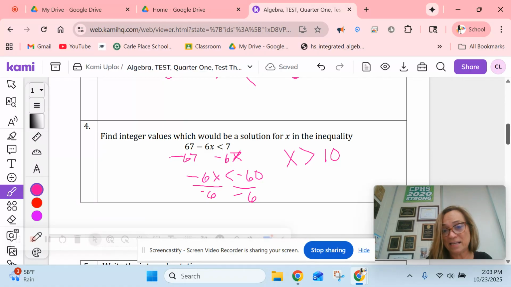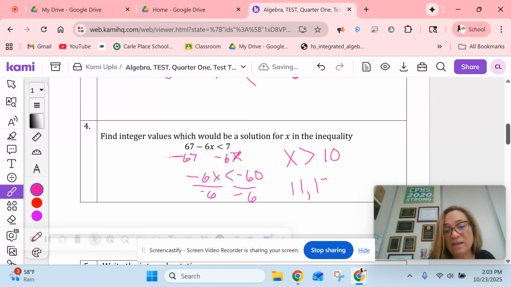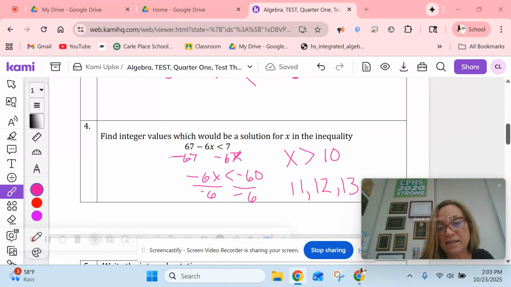Because the 6 that's doing the dividing is negative, you reverse or flip the inequality symbol. So I'm looking for integers that are greater than 10. That does not include 10. 10 is not greater than 10. So it would be 11, 12, 13, etc.